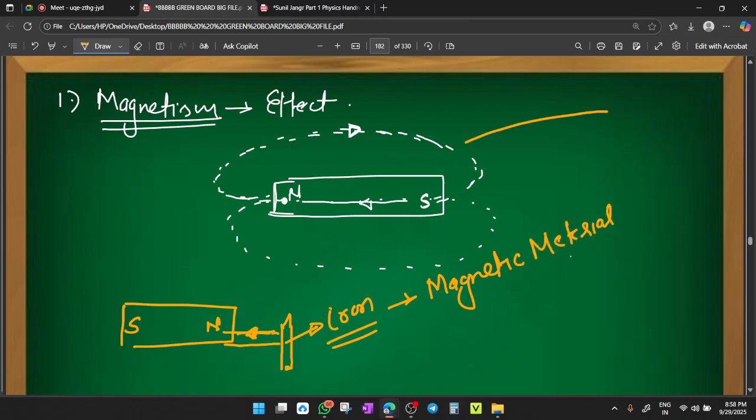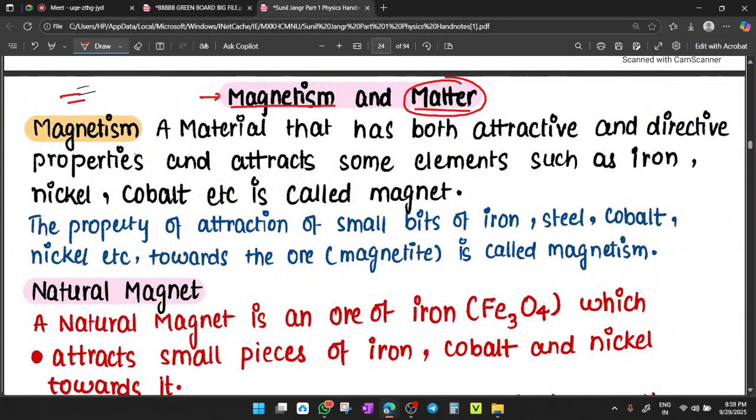Fine. So guys, we have to discuss two things in this chapter. First is the cause: who produces the magnetic power? That is the magnet. And second, who realizes the magnetic power? That is called the magnetic material. So in two ways we have to study this chapter.